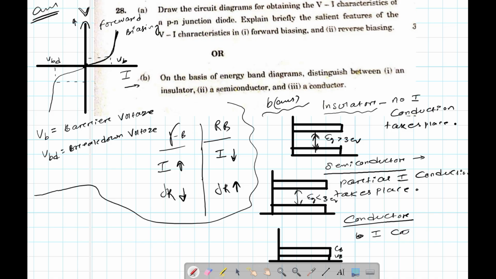So this is in case of conductor, semiconductor, and insulator. So that is the energy band diagram explanation. In case of insulator, the energy band gap is greater than 3 electron volt. In case of semiconductor, the energy band gap is less than 3 electron volt. In case of conductor, the valency band and conduction band overlap on each other. So that is the energy band diagram for conductor, semiconductor and insulator.